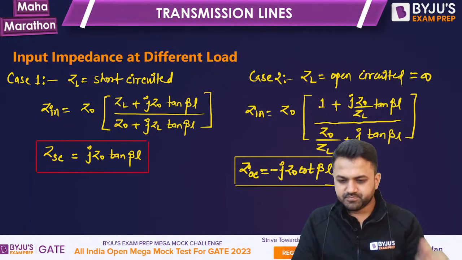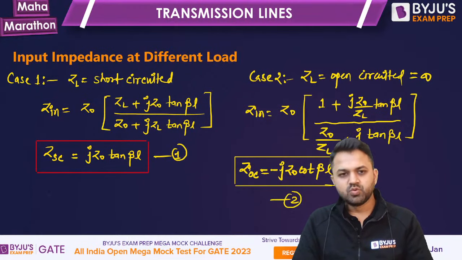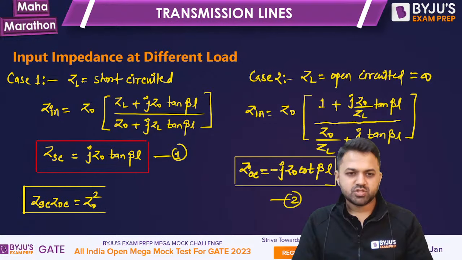Got it? Now if we multiply these two equations, suppose this is equation number 1 and this is equation number 2, then ZSC into ZOC is equal to the characteristic impedance squared. So Z0 is nothing but the geometric mean of ZSC and ZOC.